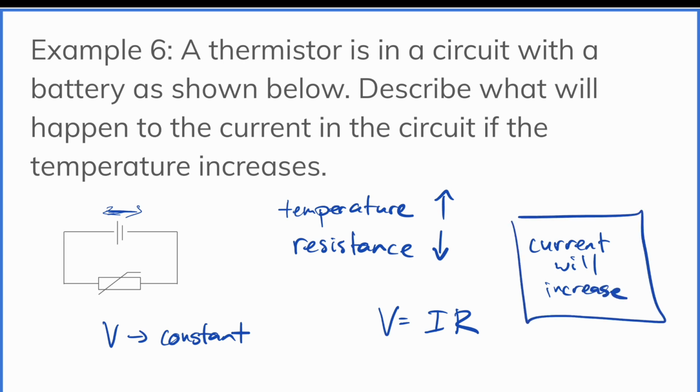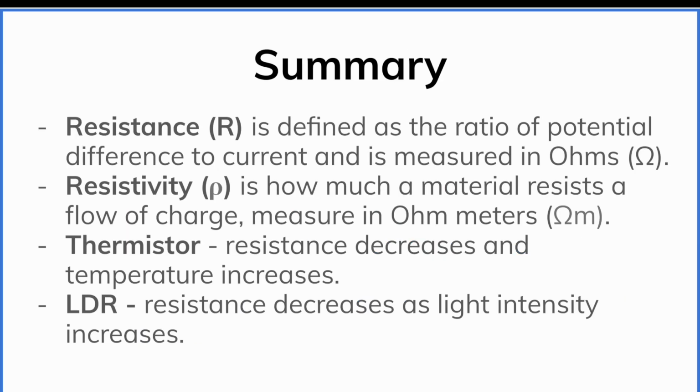Okay, so that's the answer there. In summary, resistance is defined as the ratio of potential difference to current and is measured in ohms. And then physically speaking, resistance is the resistance to electric current, so the ease with which electric current can flow. Resistivity is how much a material resists a flow of charge, measured in ohm meters. And again, resistivity is an intrinsic property of matter, and it just depends on the material. A thermistor is a type of resistor where the resistance decreases as the temperature increases. And an LDR, light-dependent resistor, is a resistor where the resistance decreases as light intensity increases. So that's it for resistance and resistivity.